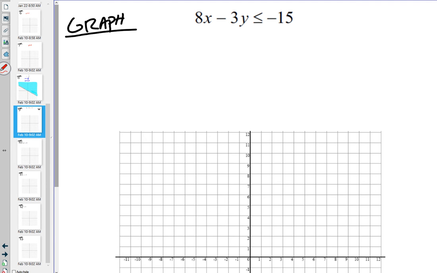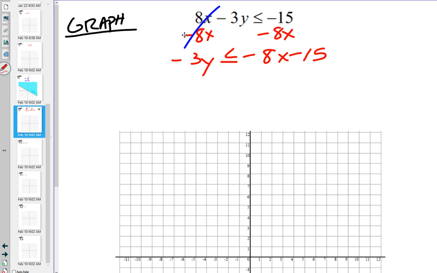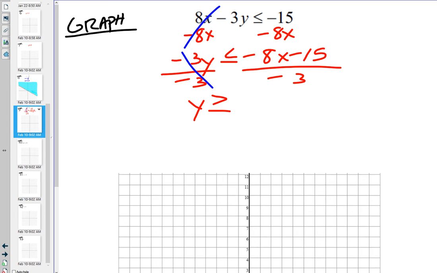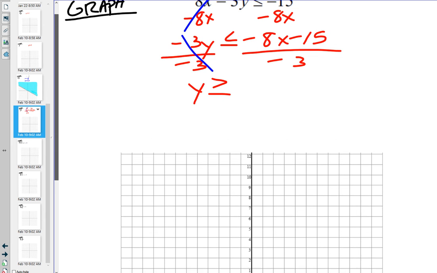Okay, so if you solve for y like you were supposed to, the first thing you should have done is subtract 8x from both sides. Negative 3y will drop down, less than or equal to negative 8x minus 15. Then we divide by negative 3 on both sides. Y will not be by itself like I wanted it to be, but what can I not forget? You have to flip the sign. Thanks, Mohammed. Yes, you do. But then I have to divide each term by negative 3.